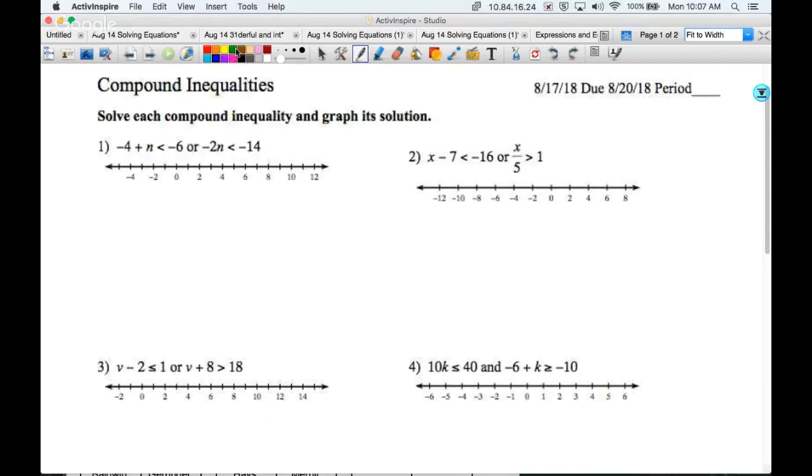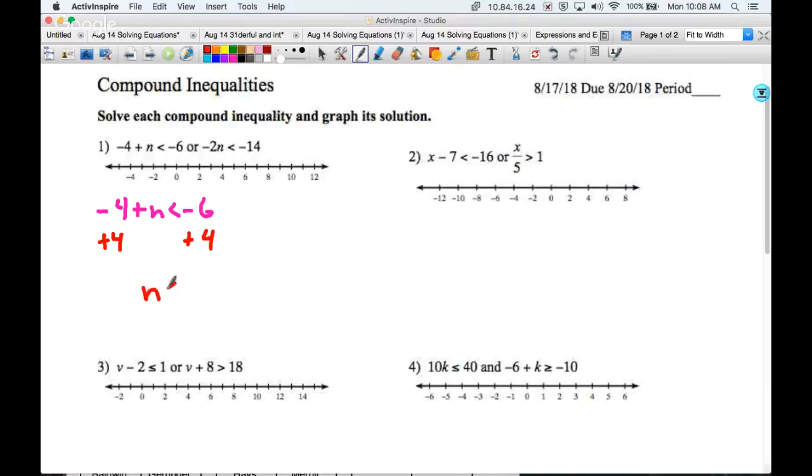What I want to do with any compound inequality is just deal with the two halves separately. So I'm going to copy it down below here. In order to solve the first half of this inequality, I need to get the variable by itself on the left side of the inequality symbol. To do that, we just add 4 to both sides.